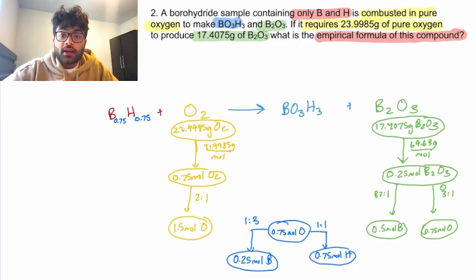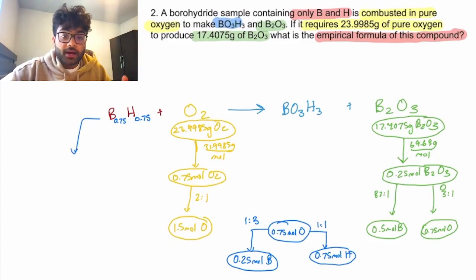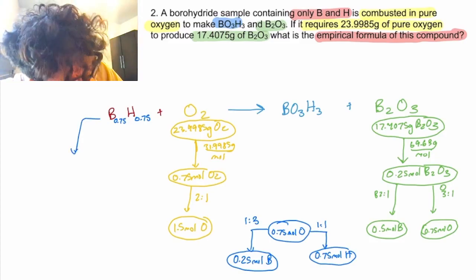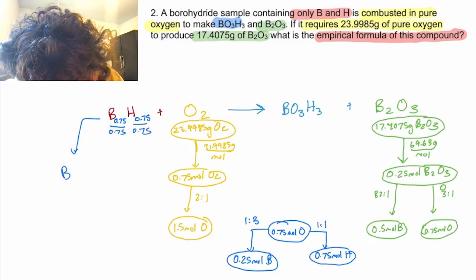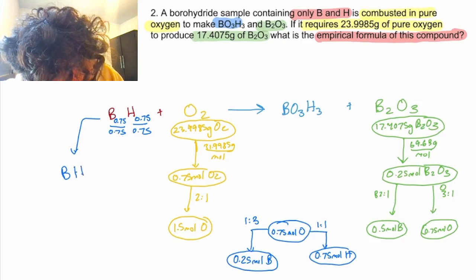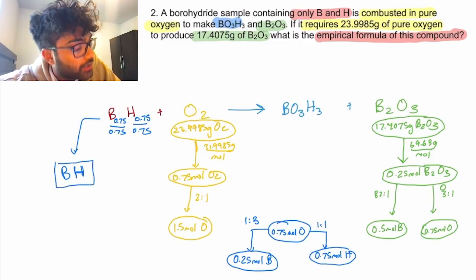Now we've replaced our x and y with numbers, so we have B0.75 H0.75. We obviously cannot keep them as decimals, so we divide by our greatest common factor, which is 0.75, and we get B1H1, or we get rid of any one subscripts or coefficients. BH is the empirical formula of our compound.